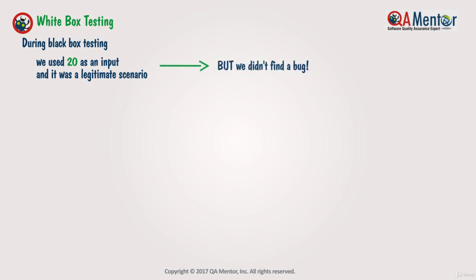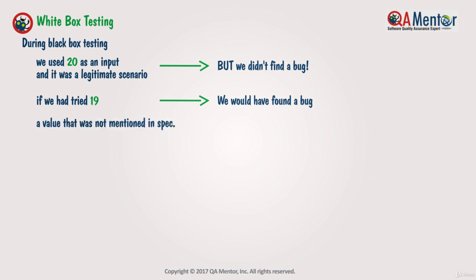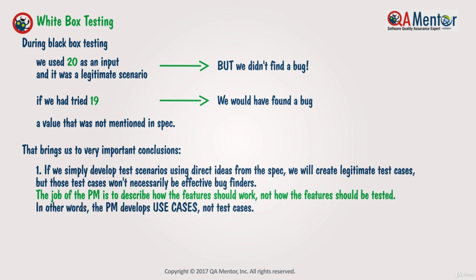During black box testing, we used 20 as an input, and it was a legitimate scenario. But we didn't find a bug. We would have found a bug if we had tried 19, a value that was not mentioned in the spec. That brings us to very important conclusions. 1. If we simply develop test scenarios using direct ideas from the spec, we will create legitimate test cases. But those test cases won't necessarily be effective bug finders.